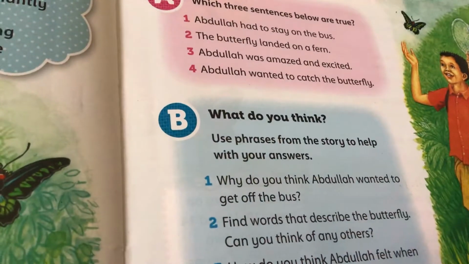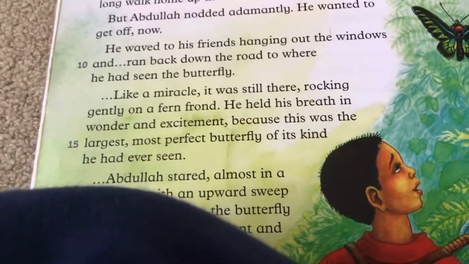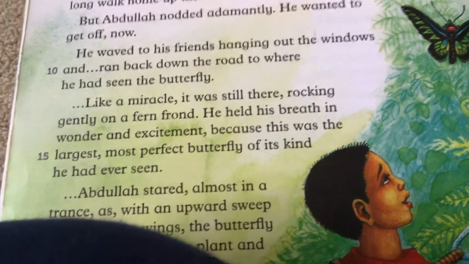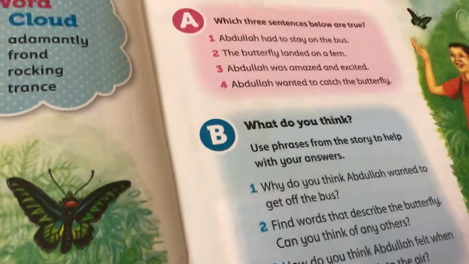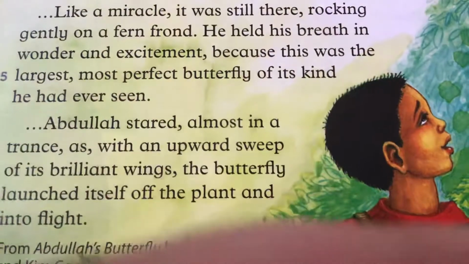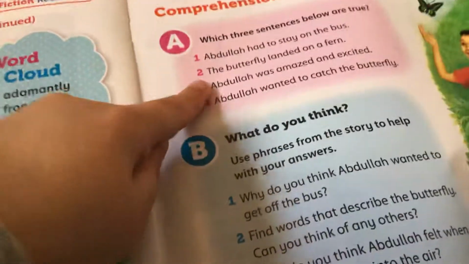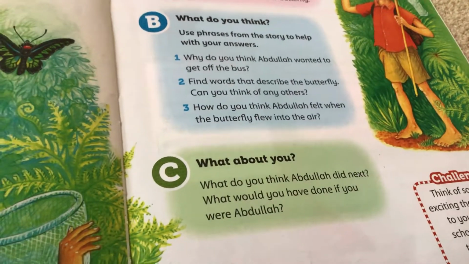Comprehension. Which three sentences below are true? Abdullah had to stay in the bus. This is true. The butterfly landed on a fern. I think yes. Wonder and excitement. No, he wasn't amazed. He was wondered. Oh no. I think this one is false. This one or this one? What do you think, guys? Comment down below.